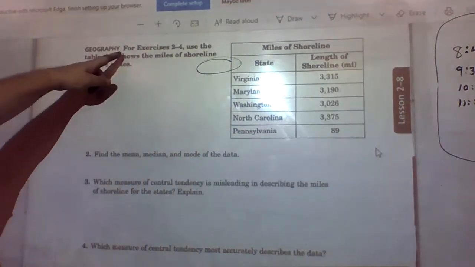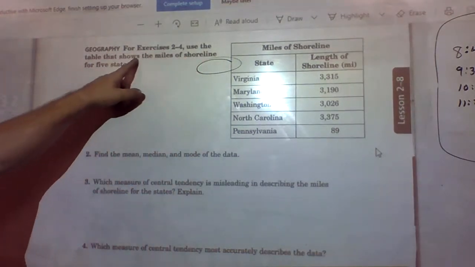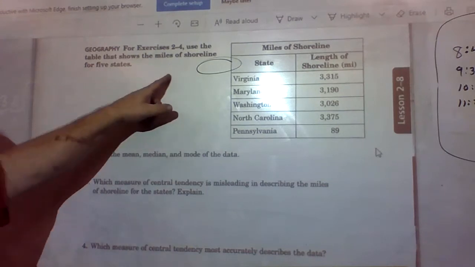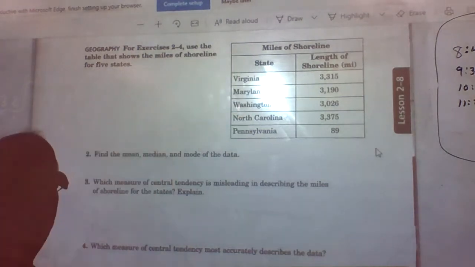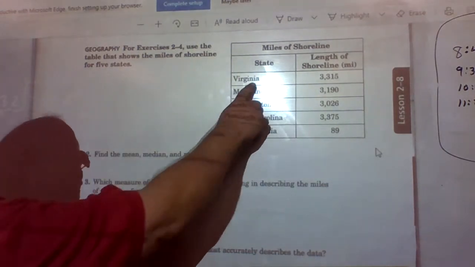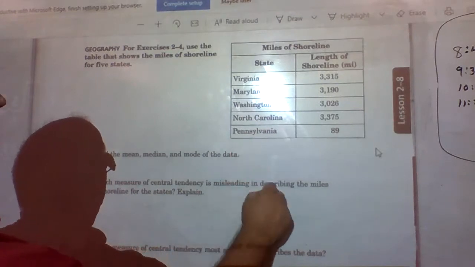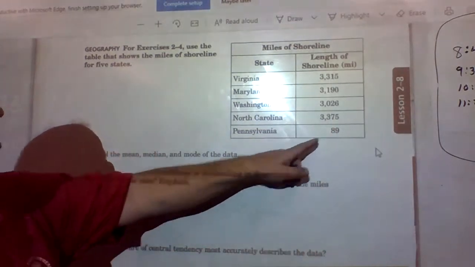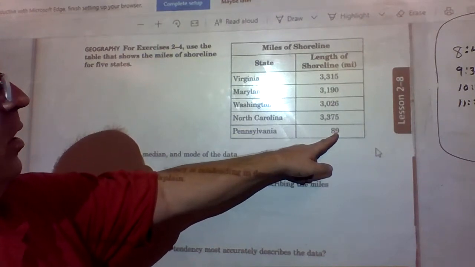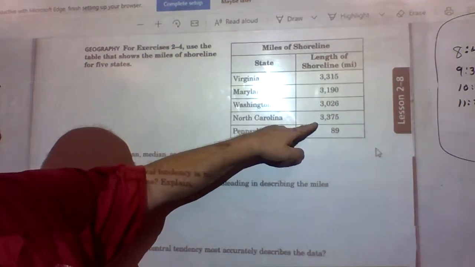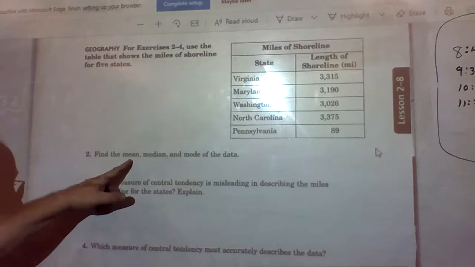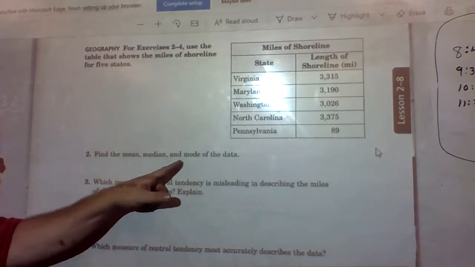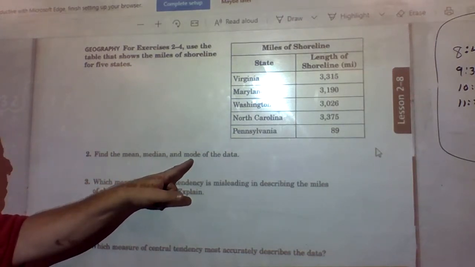This says, for exercises 2 through 4, use the table that shows the miles of shoreline for 5 states. So Virginia, Maryland, Washington, North Carolina, and Pennsylvania have this much shoreline. Notice Pennsylvania, really small amount, 89, and all the rest are in the 3000s. It says, find the mean, the median, and the mode of the data.